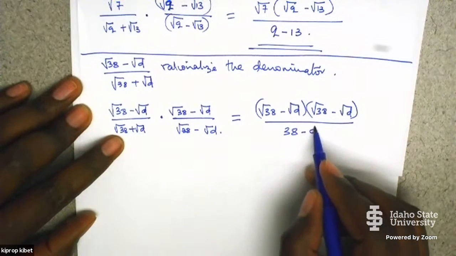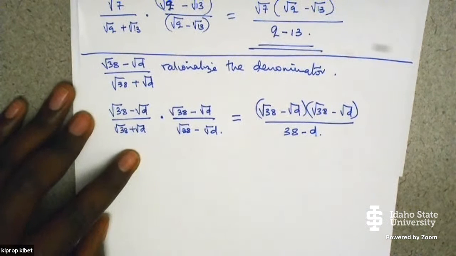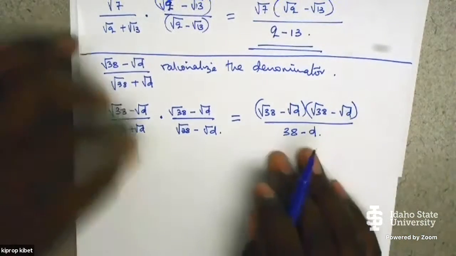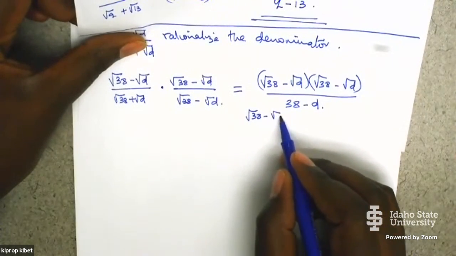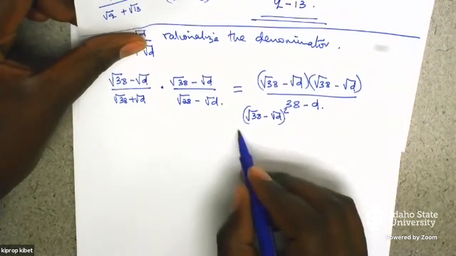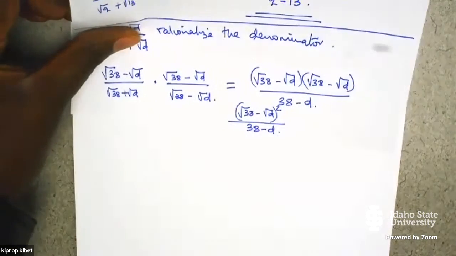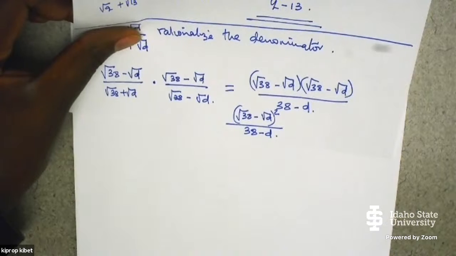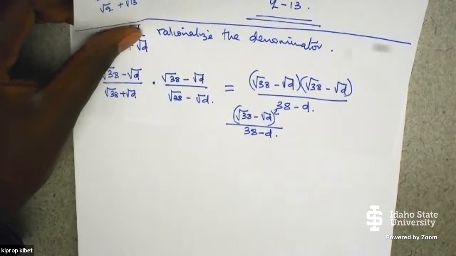38 minus 1. 8 minus d. Now, since these two are the same, it is similar to the root of 38 minus the root of d, squared, all over 8 minus d. Any question up to that? Are we okay? All right.